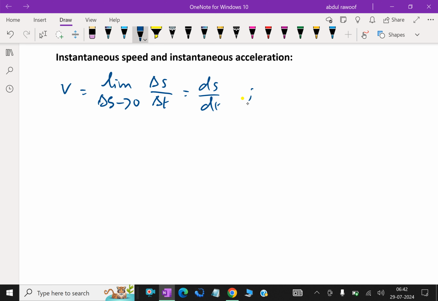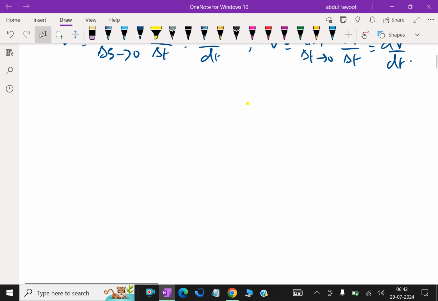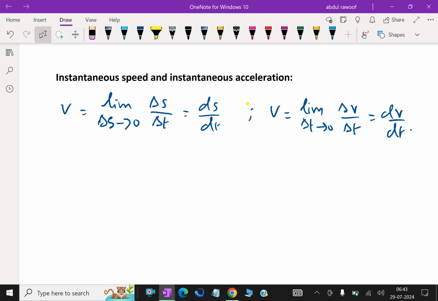We can do this another way also. Instantaneous velocity v equals limit delta t tends to 0 of delta r by delta t, which is equal to dr by dt. Now this is instantaneous velocity, and next is instantaneous acceleration.